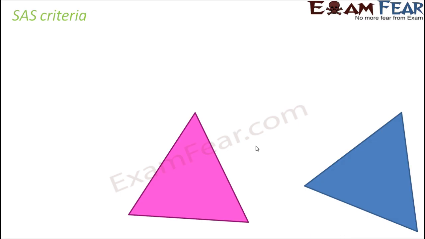So let us move on to the next criteria, that is SAS criteria. I am sure you would have guessed by now what is SAS. Yes, it is side angle side. That means here we will ensure that two sides and one angle of one triangle are equal to the corresponding sides and the corresponding angle of the other triangle.